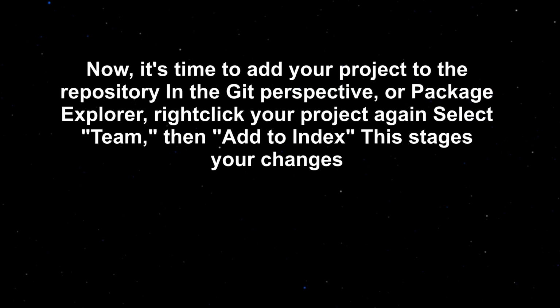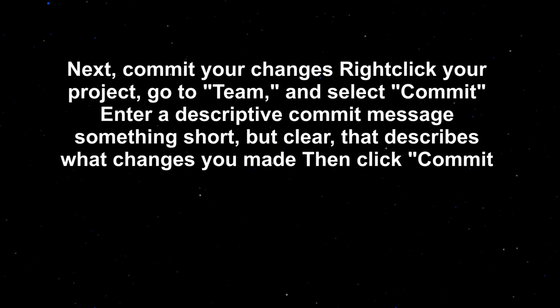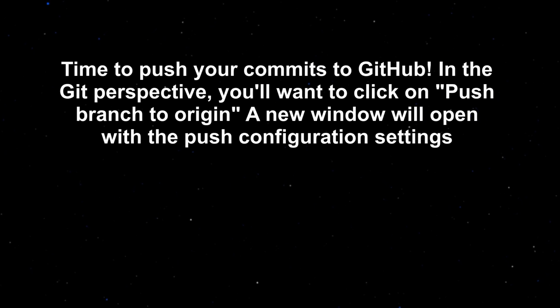Right-click your project again, select Team. Then Add to Index. This stages your changes. Next, commit your changes. Right-click your project, go to Team, and select Commit. Enter a descriptive commit message, something short but clear that describes what changes you made. Then click Commit.